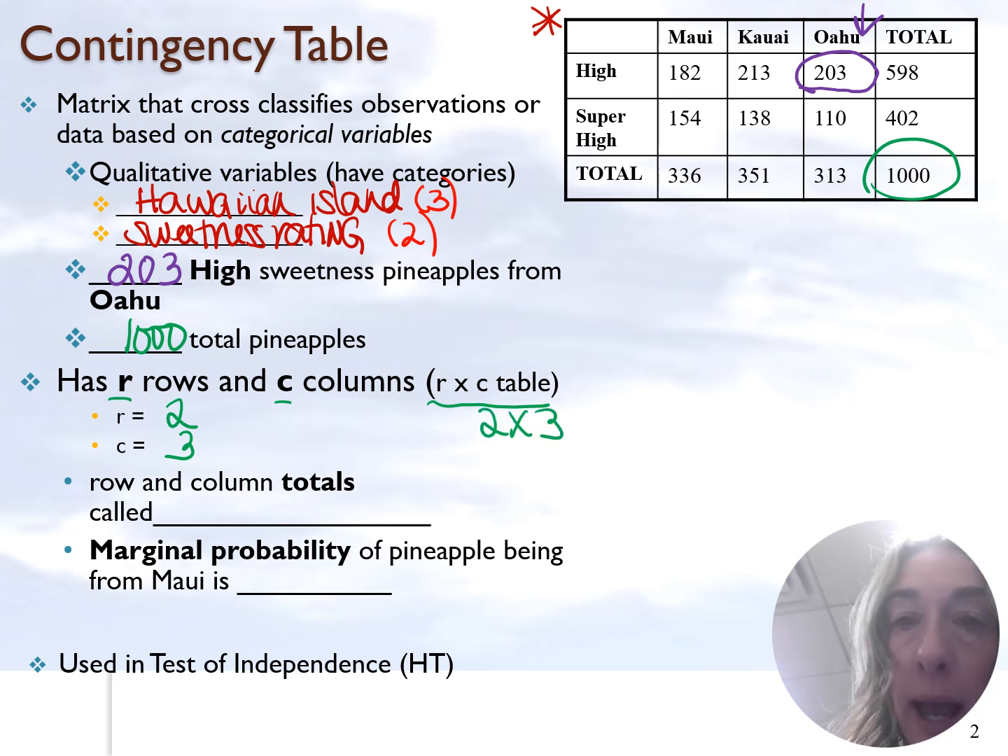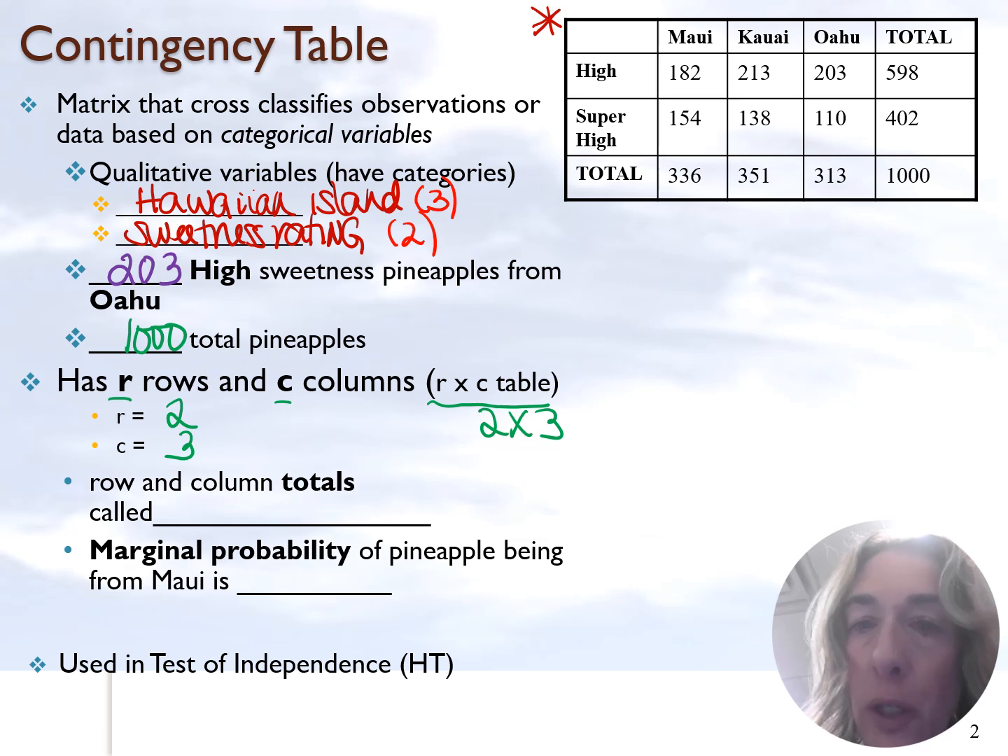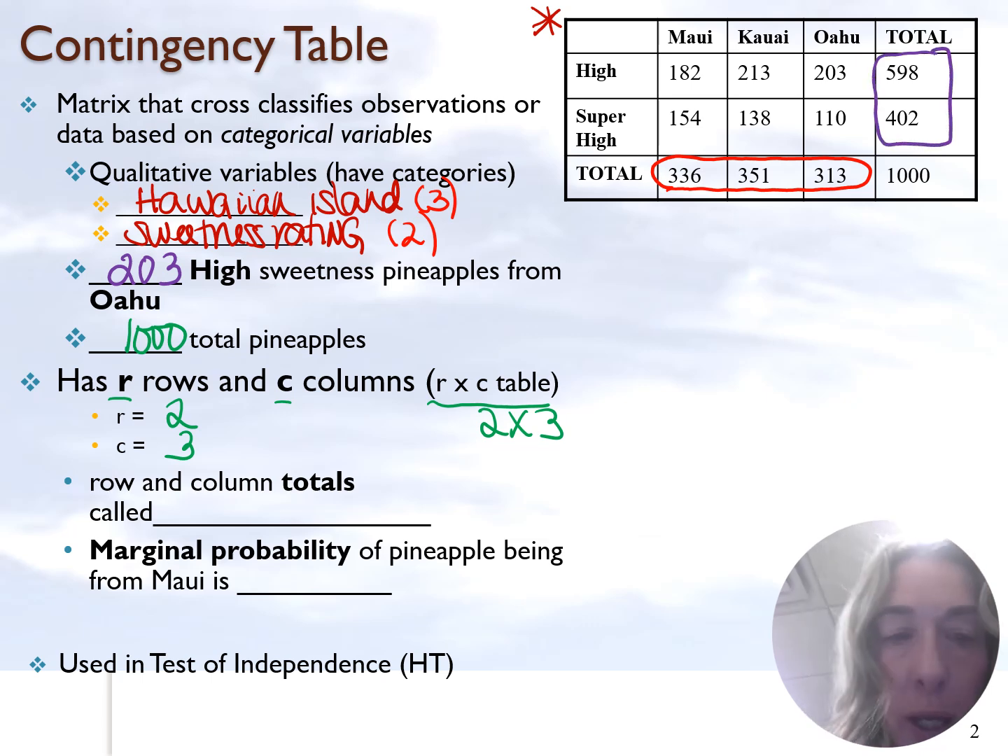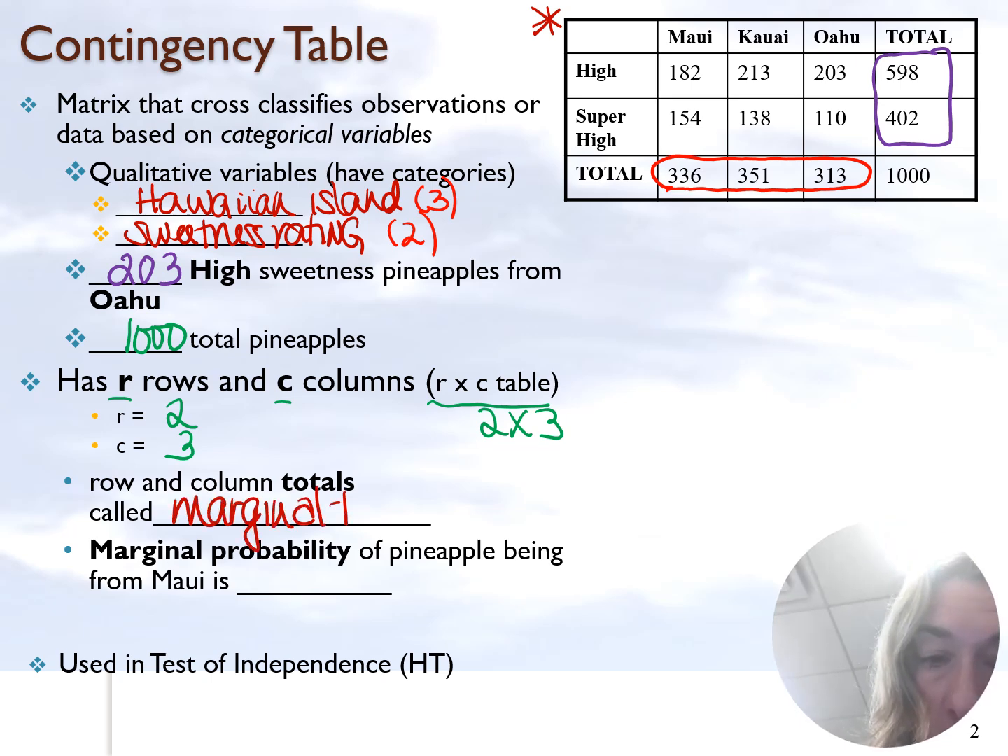Now in a contingency table, the row and the column totals, which I'm going to circle here, these are the column totals. These are the row totals. Those totals are called marginal totals or frequencies, either one.